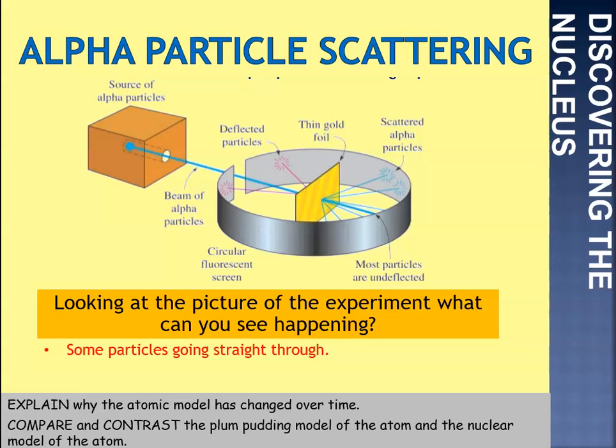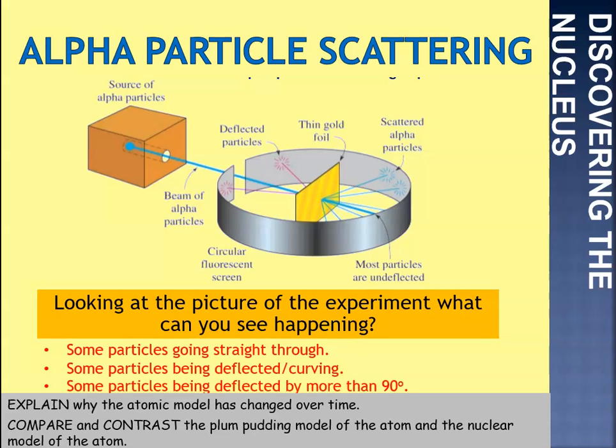Most particles are going straight through. And most particles are undeflected. They're just passing straight through there. Some particles are being deflected and they're curving, so they're passing through and curving round there. And some particles are being deflected more than 90 degrees, so they are bouncing back. The plum pudding model would not support this taking place. It wouldn't support this answer. So we need to think, what's happening in this case?